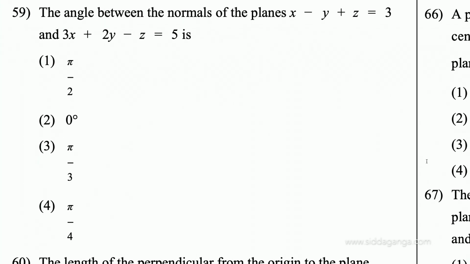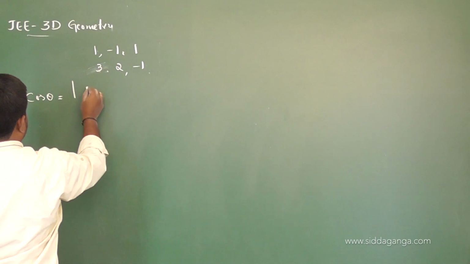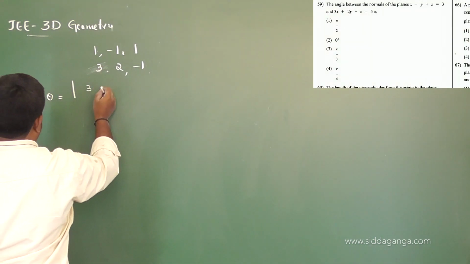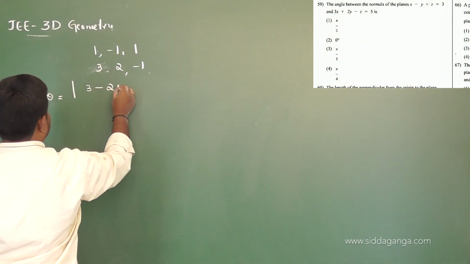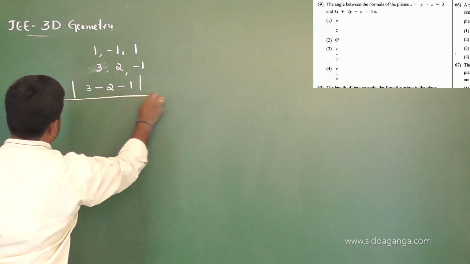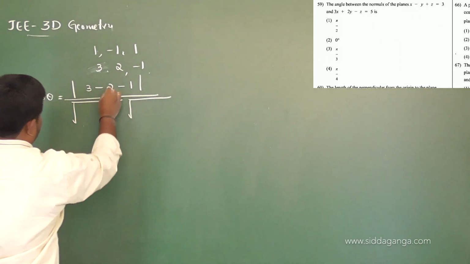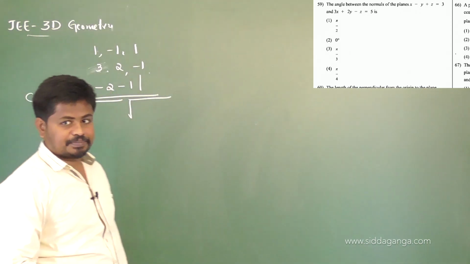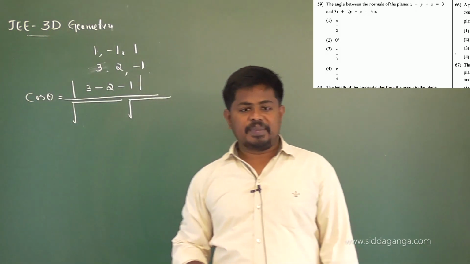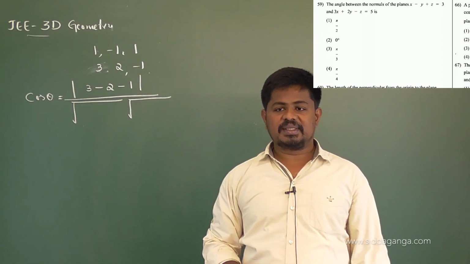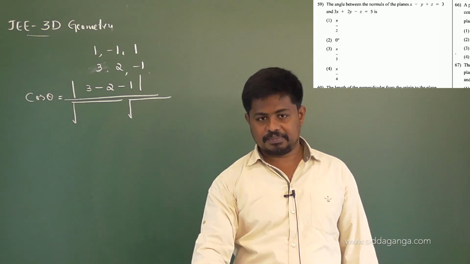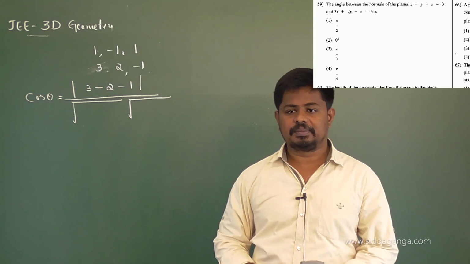Yes, cos theta is equal to A1 A2, 1 into 3 is 3, plus B1 B2, minus 2, plus C1 C2, minus 1, whole divided by root of this. No need to calculate this because you get the numerator 0, right? So 3 minus 3 gets 0, so cos theta is 0, you mean theta is 90 degrees. Option first is the correct one.